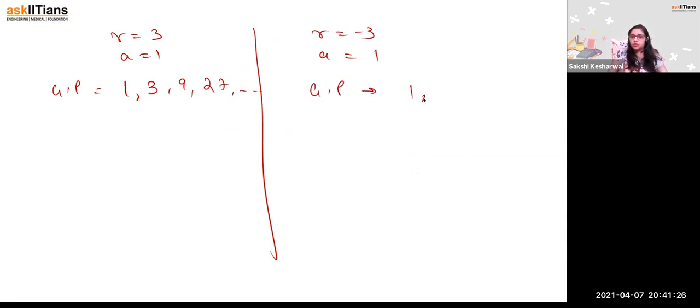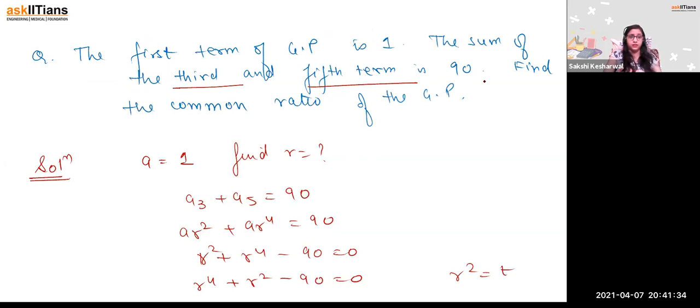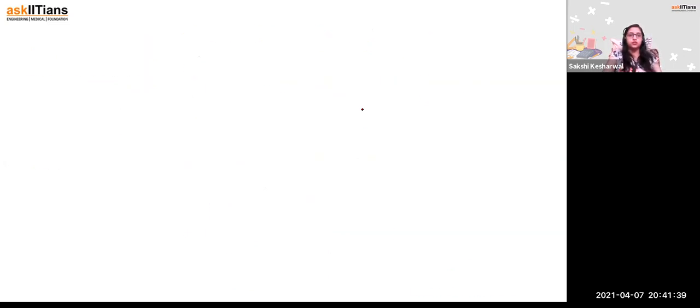And the other GP: you multiply by minus 3, it's going to be minus 3. Again multiply by minus 3, it's going to be 9, right? You don't have to find the GP, you just find the common ratio. So common ratio is equals to plus minus 3. So we got it, right? So you just see this.